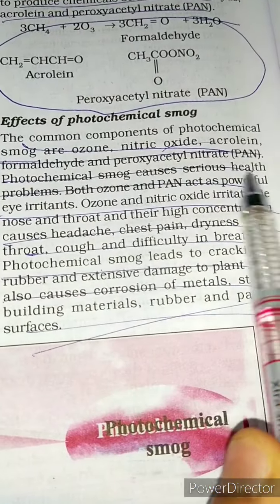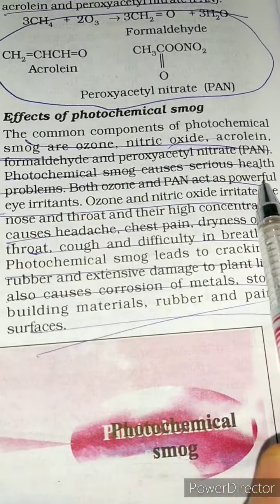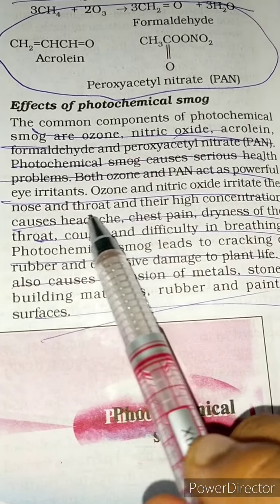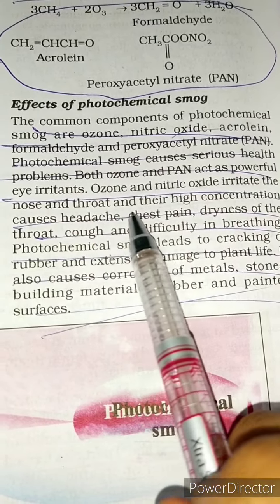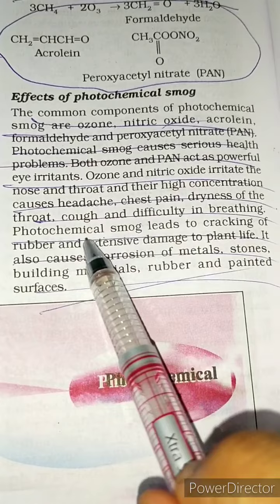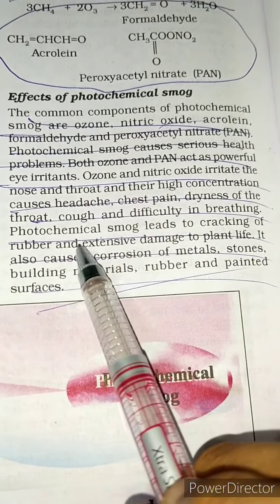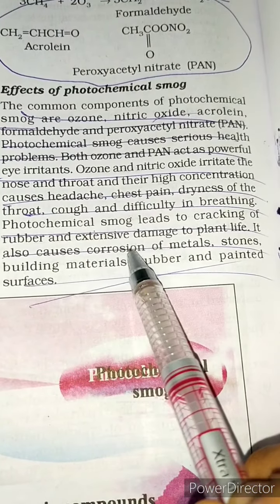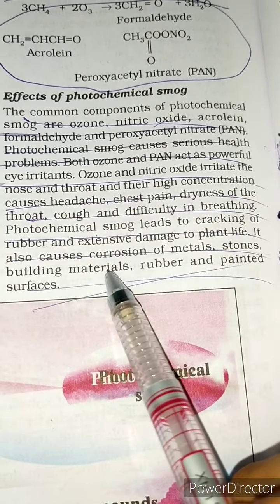Photochemical smog causes serious health problems. Both ozone and PAN act as powerful eye irritants. Ozone and nitric oxide irritate the nose and throat, and high concentration of that causes headache, chest pain, dryness of throat, cough, and difficulty in breathing. Photochemical smog leads to cracking of rubber and extensive damage to plant life. It also causes corrosion of metal, stones, building materials, rubber, and painted surfaces.